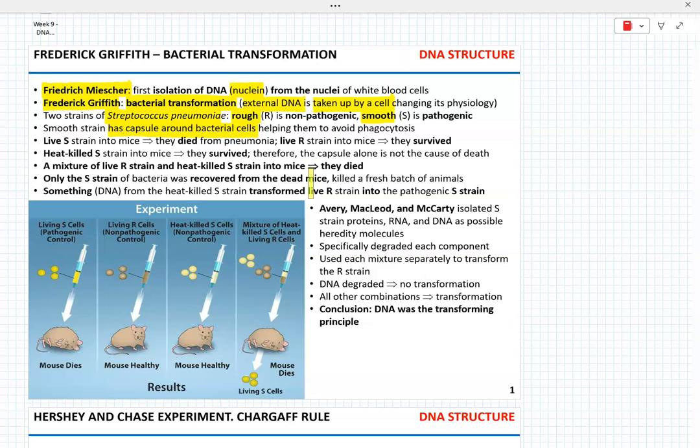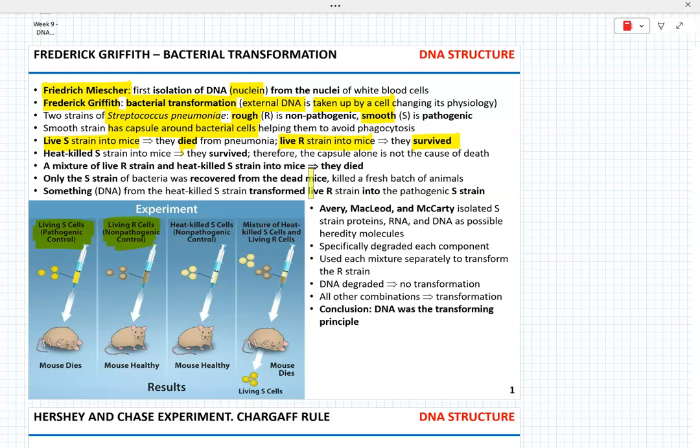And this capsule protected bacteria from phagocytosis. When the live S strain was injected into mice, the mice died. When the live R strain was injected into mice, they survived, because the R strain is non-pathogenic.